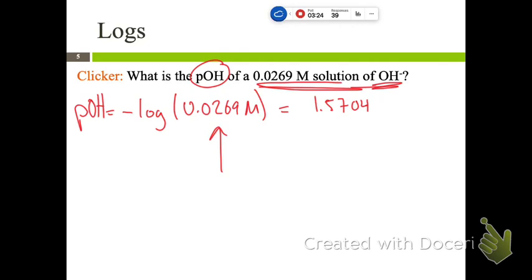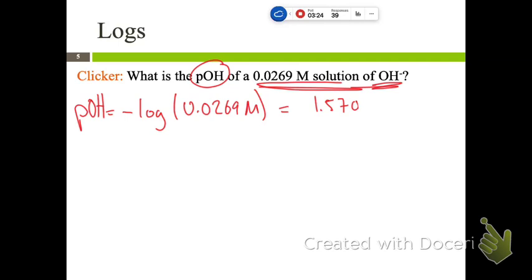Okay, so Robert found the POH. How many digits should we have for this number? Should be 3 significant figures, right? Because this one is not logarithmic. 1, 2, 3 sig figs. So is this correct? No. What should I do? How many digits do I take off? Is it 1.57, 1.570? 3 past the decimal, 3 significant figures.